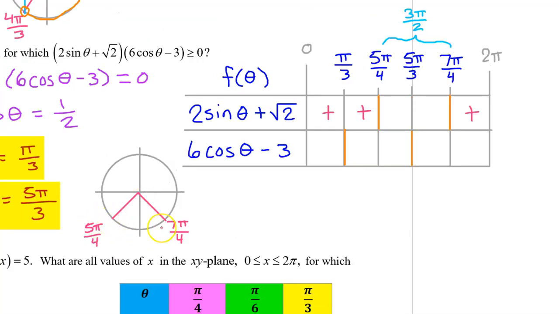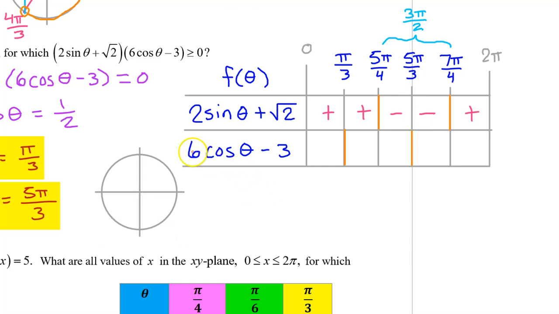Between 5 pi over 4 and 7 pi over 4 is the value of 3 pi over 2. So that's the one I'm going to plug in. The y value, and thus the sine function, at 3 pi over 2 is negative 1. We are down by 1. So 2 times negative 1 is negative 2. So we have negative 2 and then plus radical 2. Radical 2 is smaller than 2. So negative 2 is going to win, and this factor will be negative on this interval.